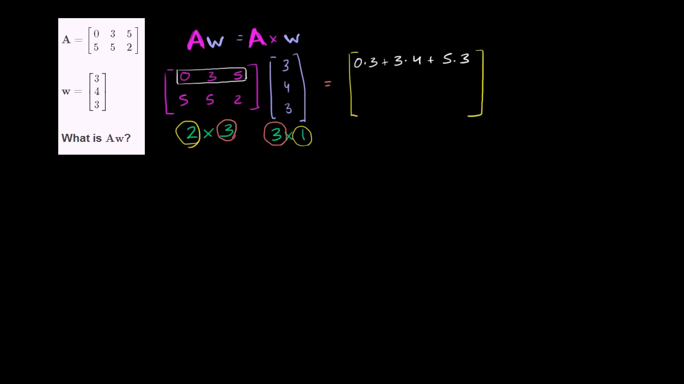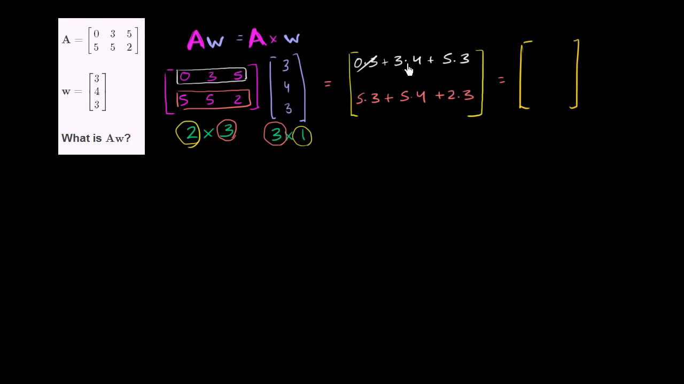Now the second entry right over here is going to be the second row, essentially the dot product of that with this vector. And if you don't know what the dot product is, I'm essentially about to do that. You take each corresponding term, take their product, and then add up everything together. So you have 5 times 3, plus 5 times 4, plus 2 times 3.